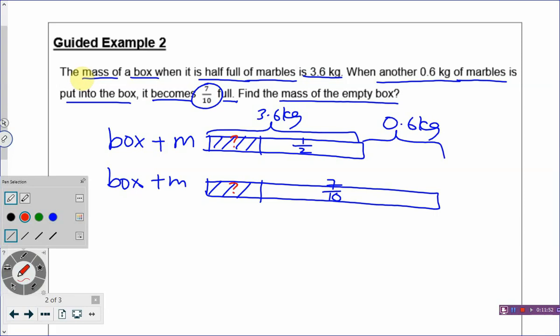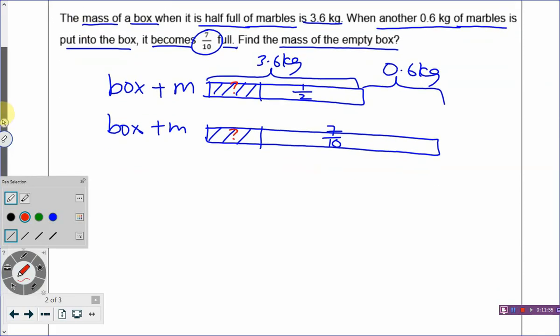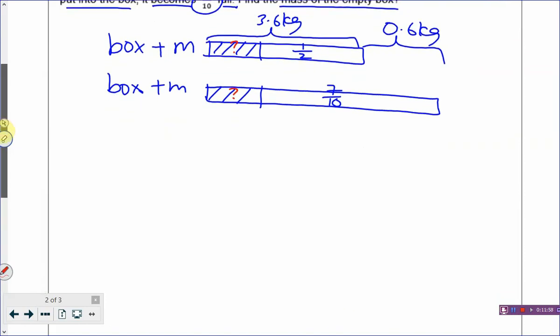Okay, so what do we do now? When you draw a comparison model, always look for the difference. For example, can you find the difference in the fractions? So you have 7 over 10 and you minus half. What's the difference? You can use your calculator. So the difference is 2 over 10, right? 2 over 10.